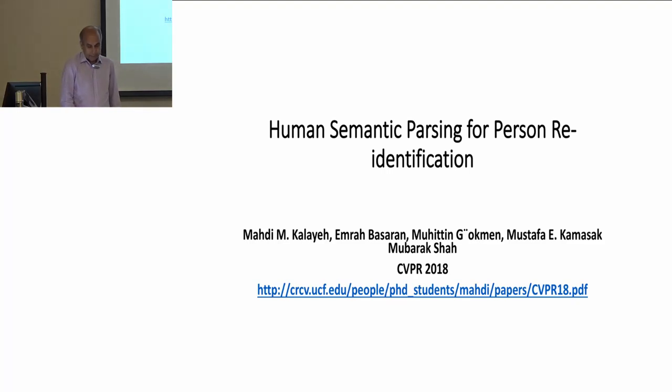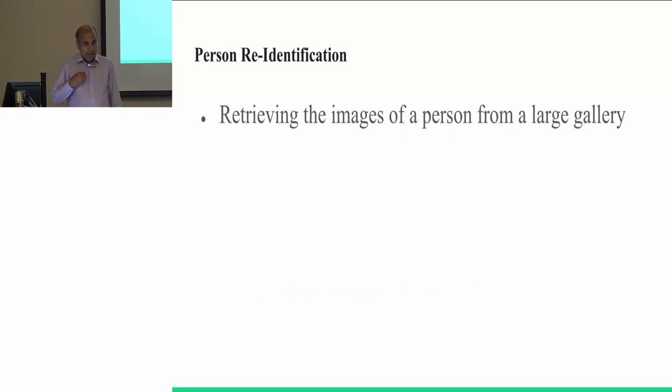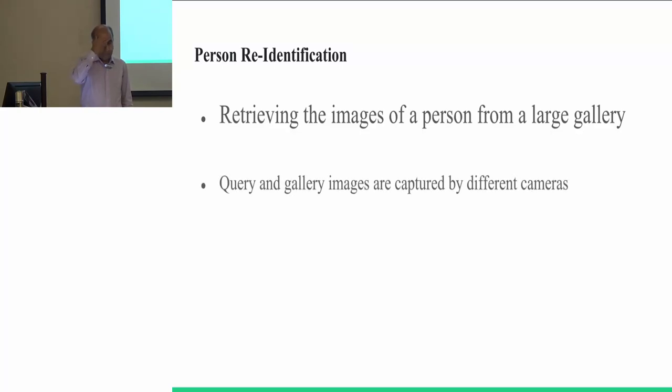Here, the problem is that given an image of a person, we want to retrieve similar images of the same person from a gallery. We have the storage, lots of images. We want to ask, can you re-identify the same person? Query and gallery images can be captured from different cameras, so it's a cross-camera data association problem.